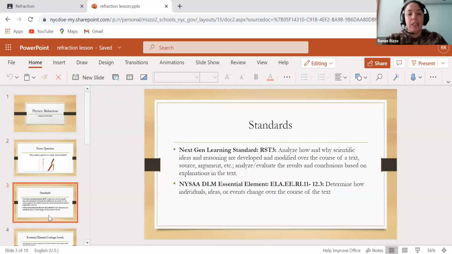The Next Generation Learning Standard that I believe this lesson addresses is RST3: Analyze how and why scientific ideas and reasoning are developed and modified over the course of a text, source, argument, etc. Analyze and evaluate the results and conclusions based on explanations in the text. And the NCSC DLM essential element addressed: determine how individuals, ideas, or events change over the course of the text.